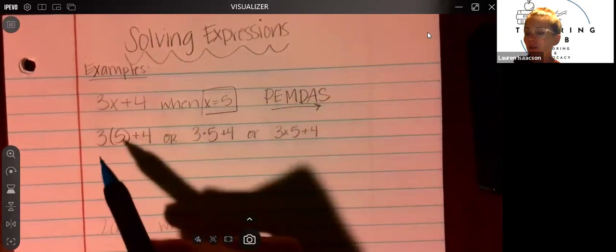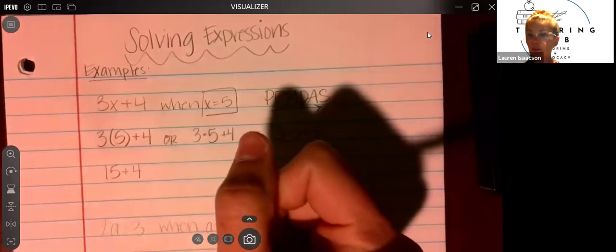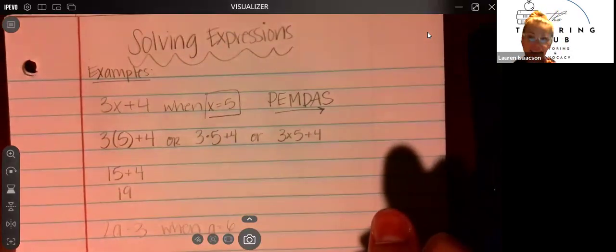Okay. So 3 times 5 is 15. So now let's rewrite it. 15 plus 4. And then what's 15 plus 4? Well, that's 19. And we solved that easy. Let's do one more together.